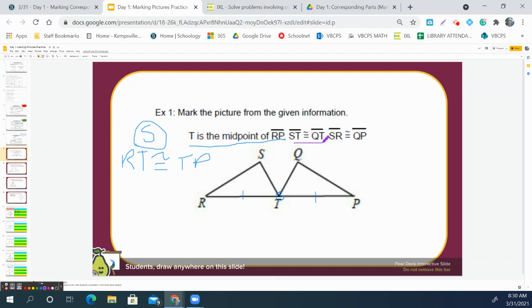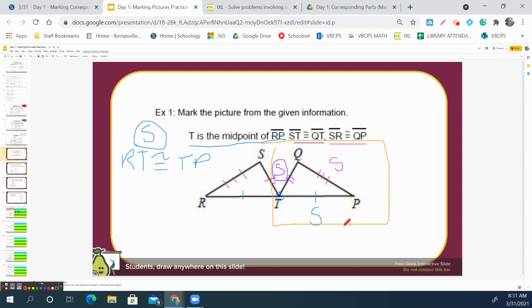I know ST and QT, so I can mark those. Those are also sides, right? And then I can go to this last one, SR and QP. And that's also sides, right? So what did I mark here? If I just look at one triangle, so I'm just looking at this right triangle, what's marked? A side, and then a side, and then a side.